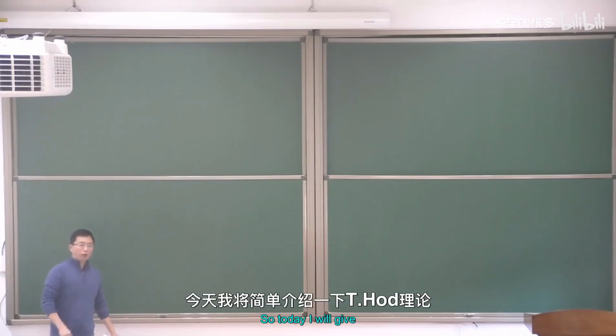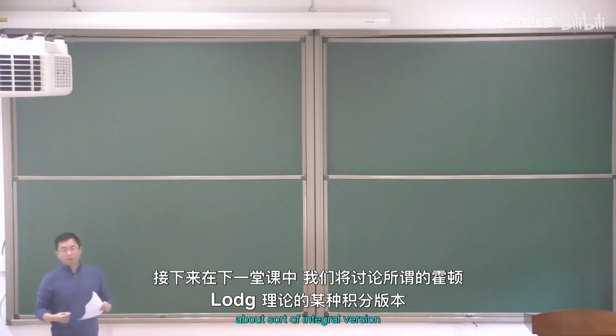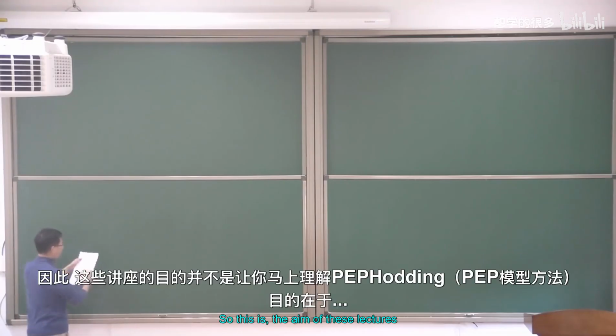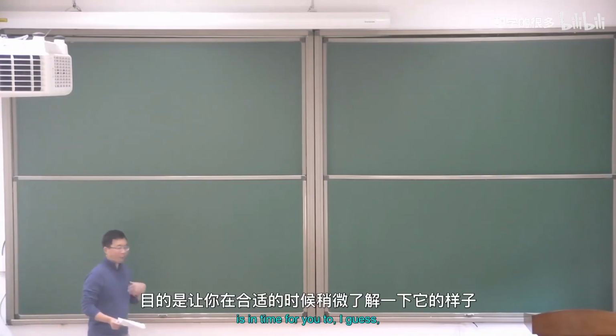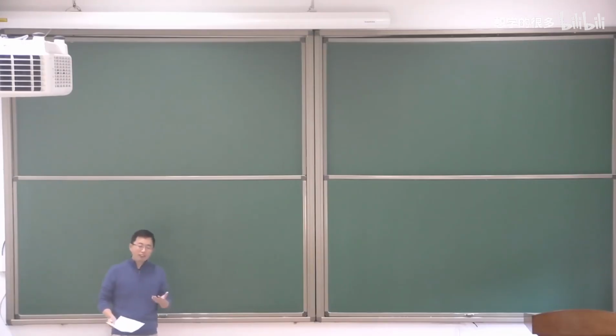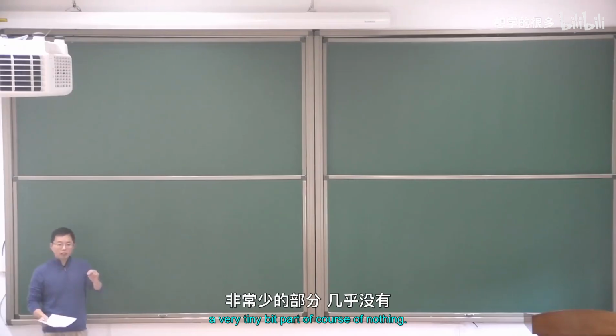So today I will give a quick introduction to the p-adic Hodge theory, and then the next lecture will be talking about sort of an integral version of the so-called Fontaine-Laffaille theory. The aim of these lectures is not for you to understand p-adic Hodge theory right away, but somehow for you to see a little bit what it looks like. We're going to only use a very tiny portion of it.